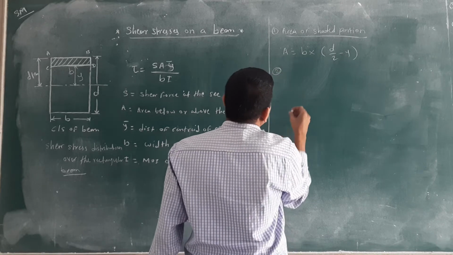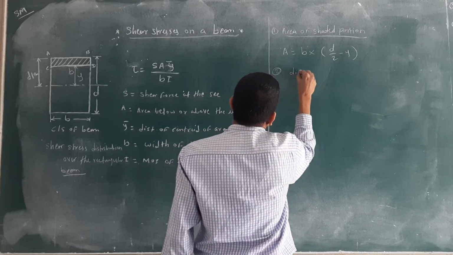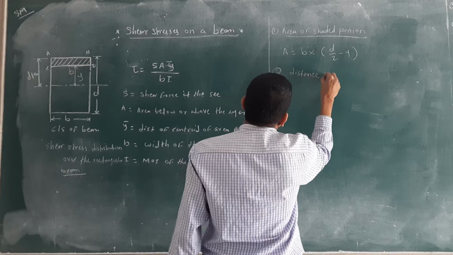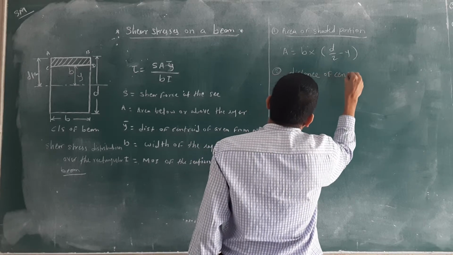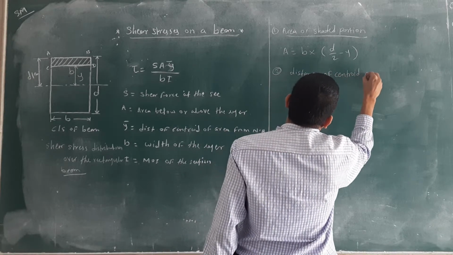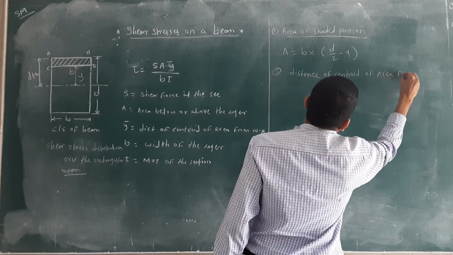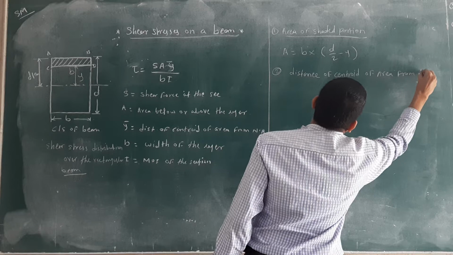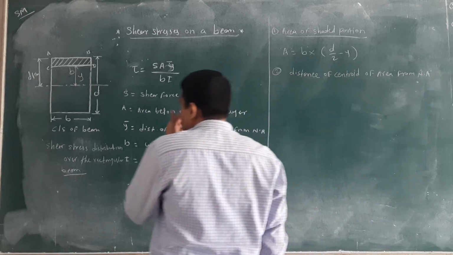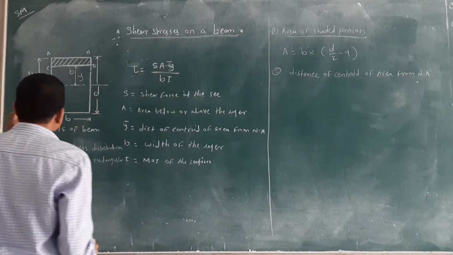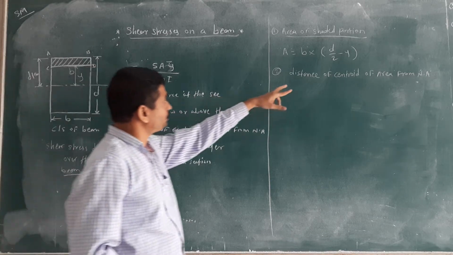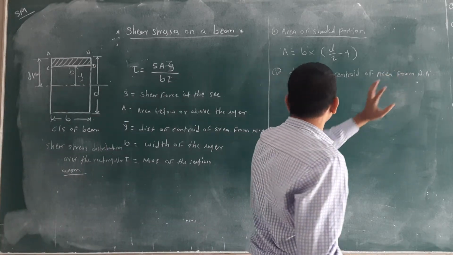What is the y bar? Y bar is the distance of centroid of area from the neutral axis. Where is the neutral axis? Here at the half distance. Okay. Then what is the meaning of that? Distance of centroid of area.